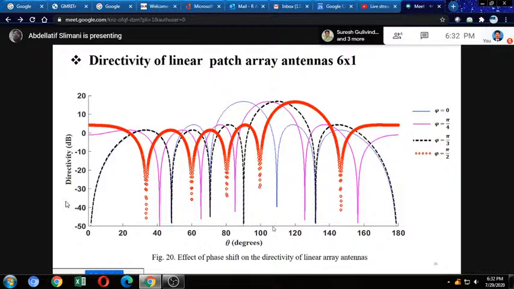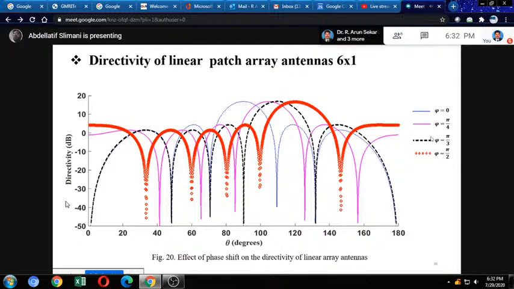Okay, so if I change phase shifts, I can observe that the direction of propagation has changed, but the level of radiation stays stable. We have no effects on the level of radiation. The phase shifts affect just the radiation direction.